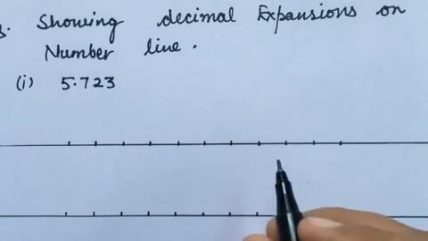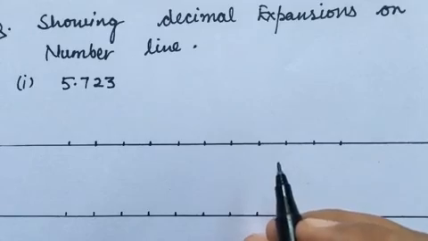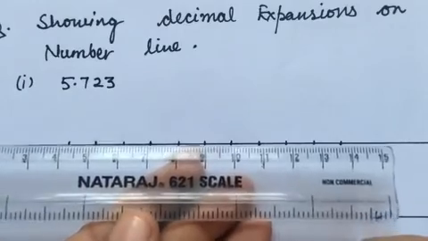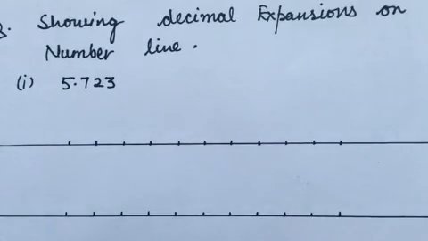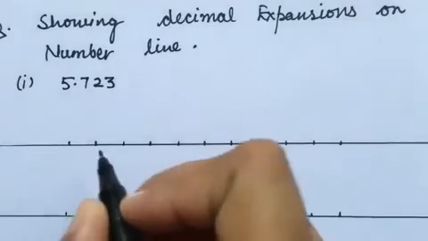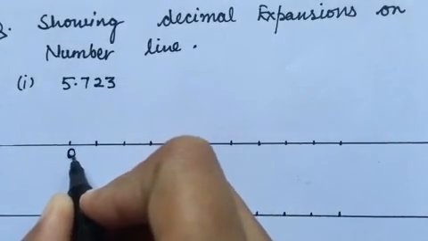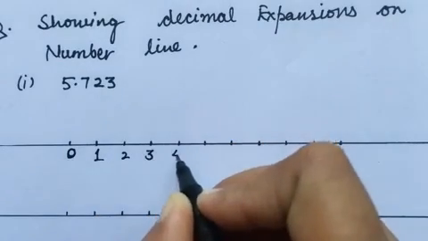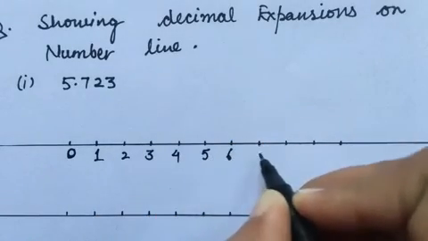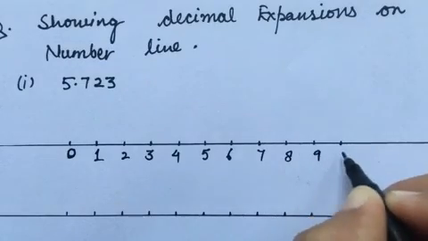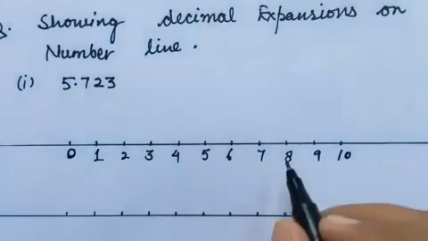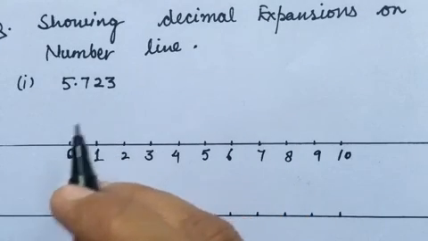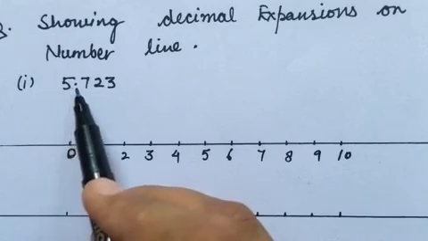So this number line, you already know about it. I have drawn it with the help of a scale and I have marked these points 1 centimeter apart. Now I am writing the numbers on the number line: 0, 1, 2, 3, 4, 5, 6, 7, 8, 9 and 10. Like this you have to take 10 points on your number line when you are showing these decimal expansions on the number line.